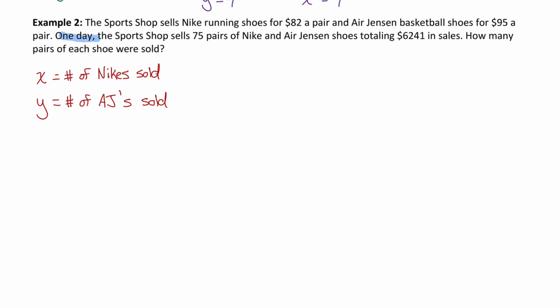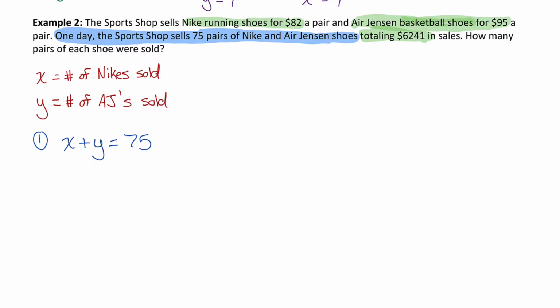It says on one day they sell 75 pairs in total. So my first equation would be that x plus y would equal 75. And then the second equation will be about the total dollar value in sales that the store has. They sell a total of $6,241, and I know the cost of each type of shoe individually. The Nikes sell for $82 a pair, and the Air Jensens sell for $95 a pair.